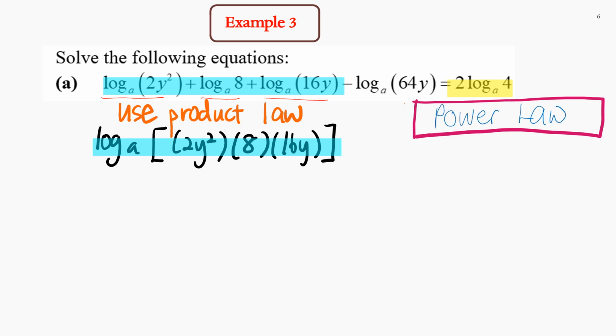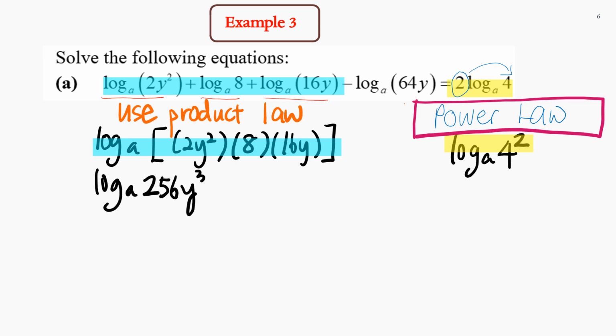Okay, the power law. So how do you apply the power law? Just look at the coefficients, which is 2, bring it up. Okay, become the power of 4. Right. Okay, then the next thing is, look at what we have on the screen.